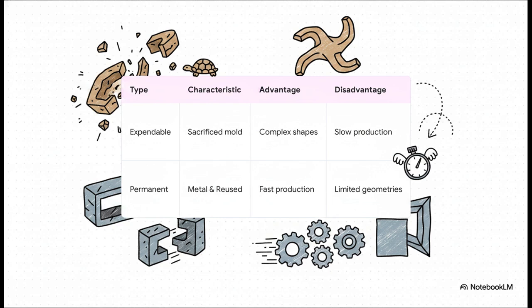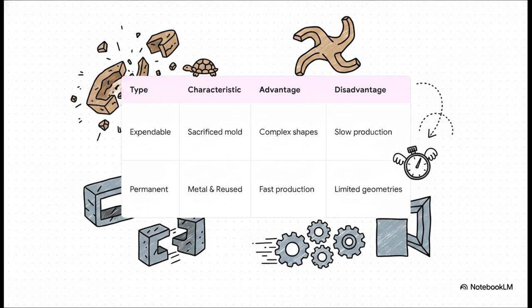With an expendable mold, the mold itself is completely sacrificed. You literally have to break it apart to get your part out. The huge advantage here is geometric freedom. You can make wild, complex shapes because you don't have to worry about pulling the part out of the mold intact. The downside is that it's slow because you have to build a brand new mold for every single casting.